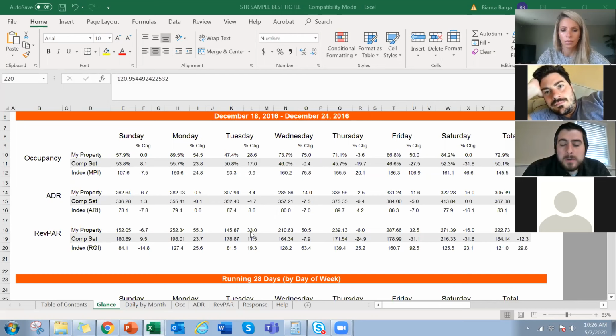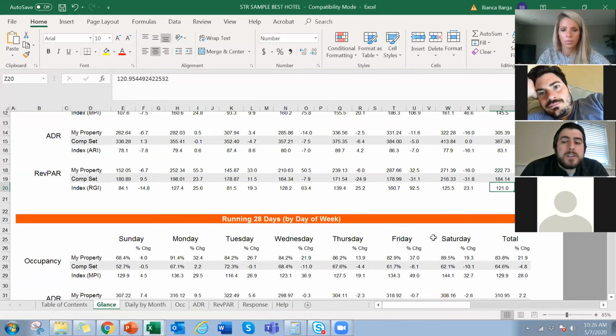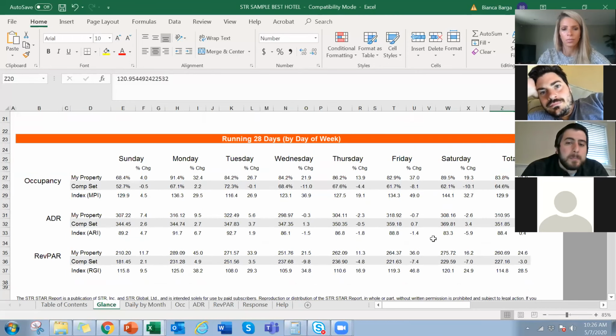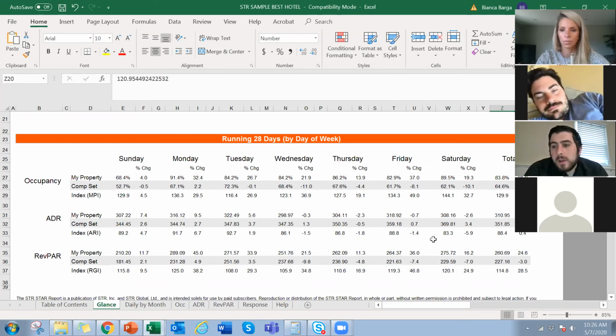Now, under this week section is a very important section. You can see it's the running 28 days. So this is going to show you the same information by day of week, but over the previous running 28. This kind of gives you that trend. It will tell you, hey, over the last 4 or so weeks, we're trending up. You can see we're doing a 28.5% growth in RevPAR. We're growing 28% in occupancy.